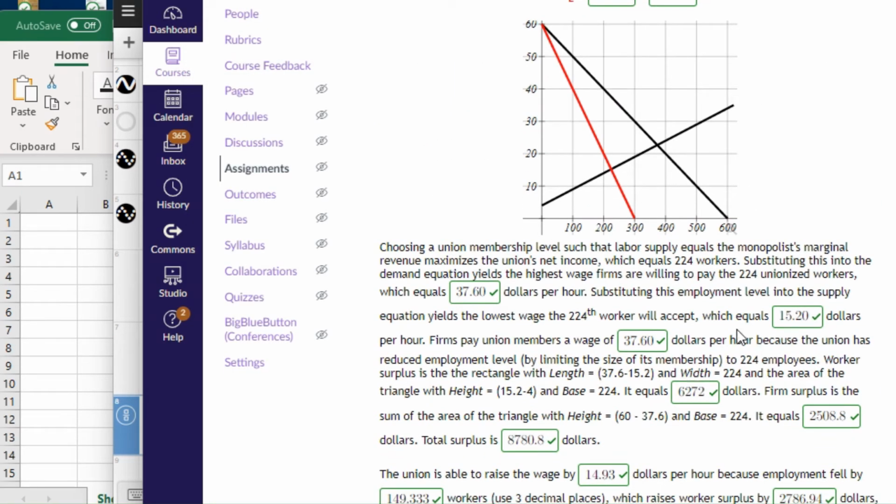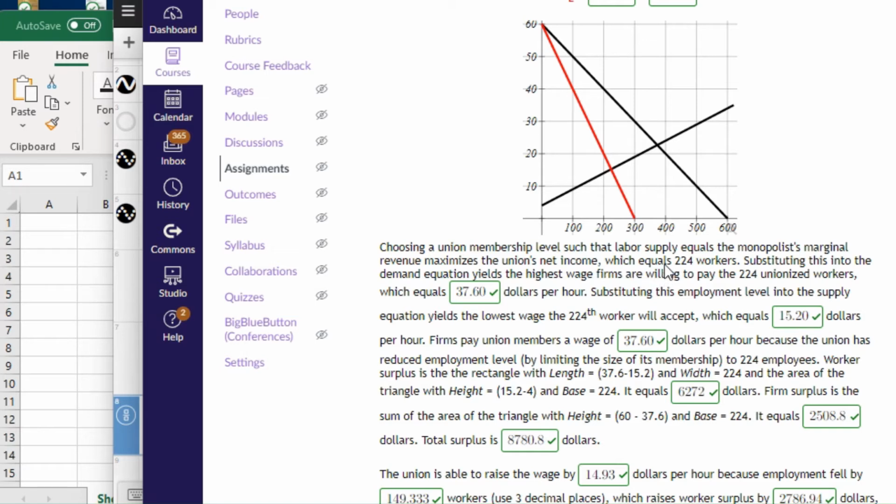Now we want to find the wage that firms are willing to pay union members if the union can successfully limit the number of people in the labor market to 224, right? And the only way it can do that is if it can lobby the state for a closed union shop law, and then it can admit its members and limit membership to this 224, right?